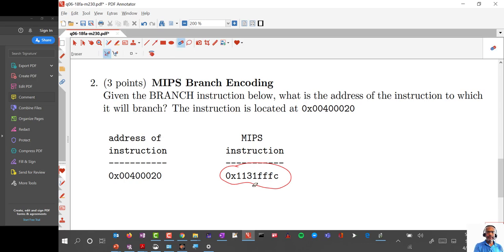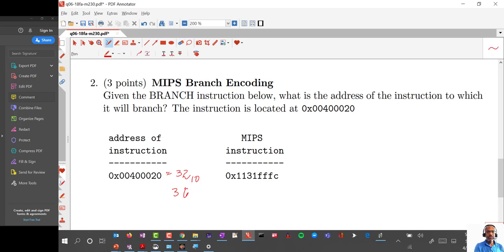We can look at this and figure out that this is a branch type of instruction, and that this instruction has an immediate value. Notice that this value has its most significant bit set to 1, so this is a negative value. Given that this instruction is at hex 20, which is 32 in base 10, the instruction that would come after this would be, since each instruction is 4 bytes away, 36.